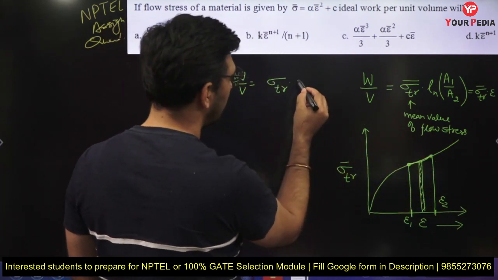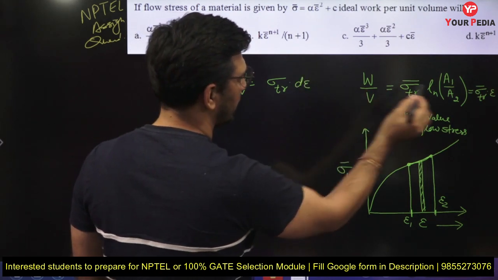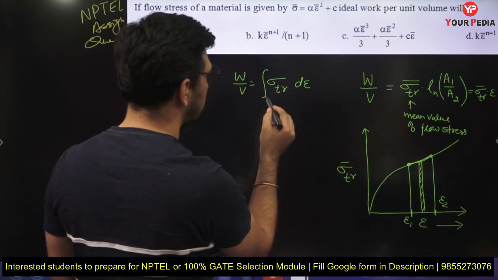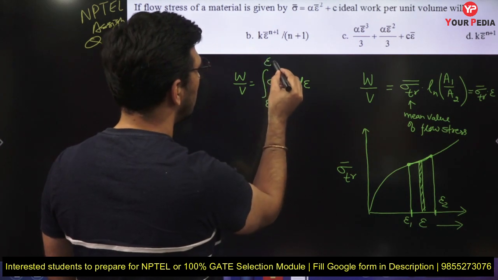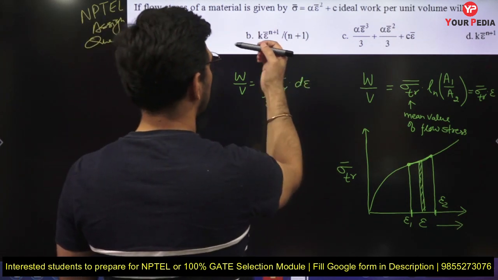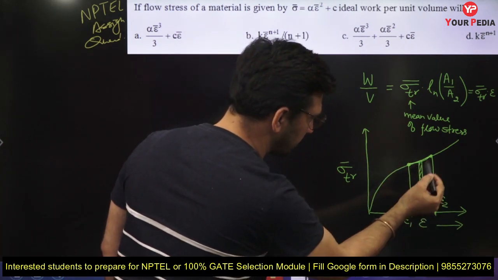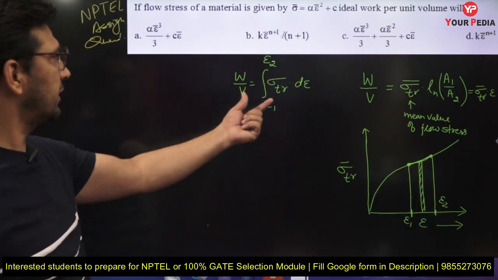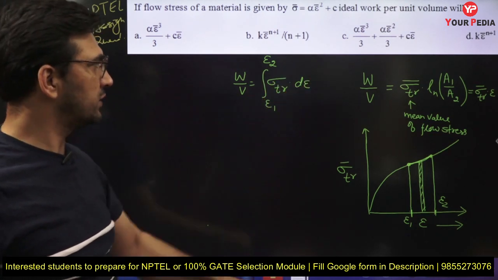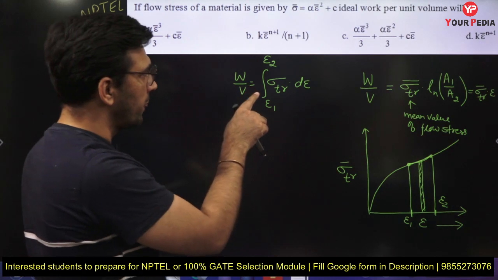It is varying from here to here, and if I simply write d epsilon, that is the true strain, epsilon, and integrate it from epsilon 1 to epsilon 2, this is going to give me the area under this particular diagram. So this total area from epsilon 1 to epsilon 2, I can get by simply integrating this value. So this is variable, and obviously this I have already written as a variable d epsilon.